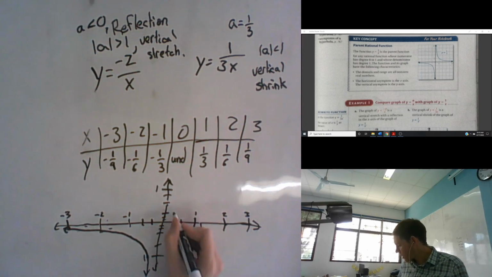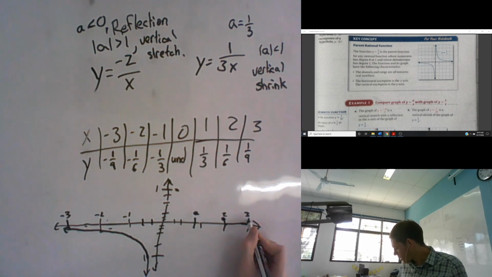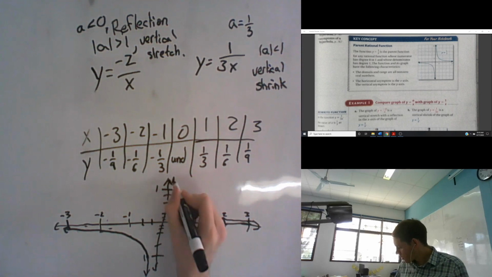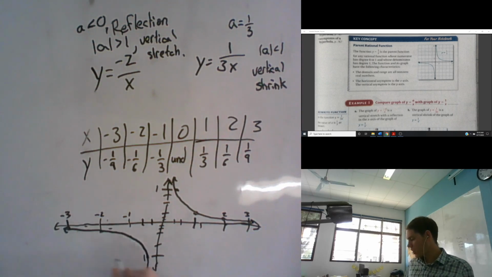And if I did the same thing here, 1/3, this is 1/6, this is 1/9. Now, the reason why I chose to draw 4 points is just because I wanted to show the curve goes back up.